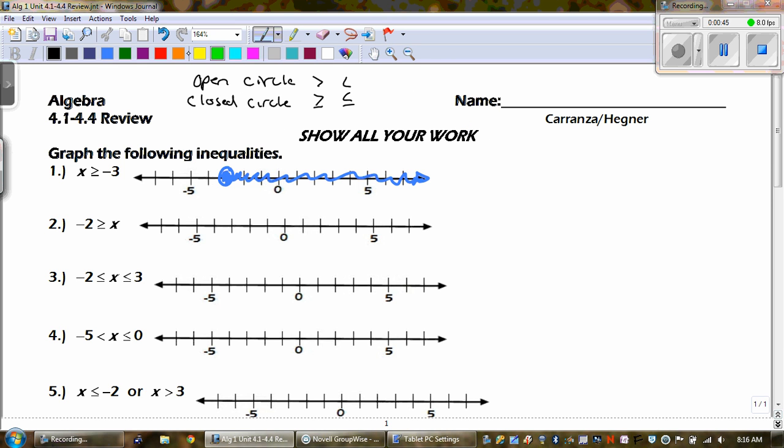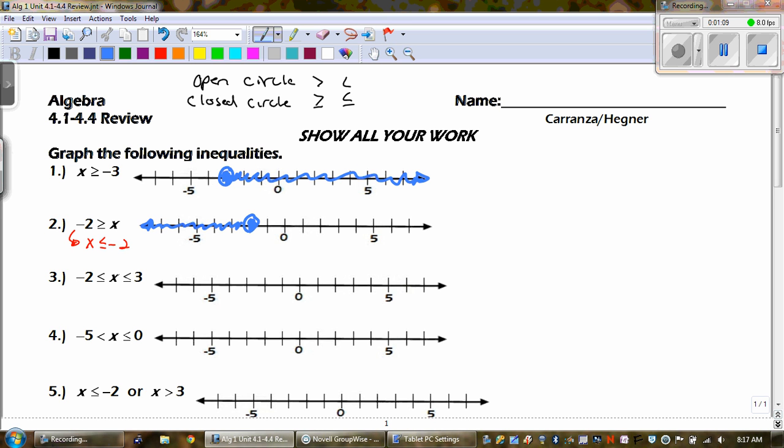Now, looking at number 2. Number 2 is not written in order, okay? We always want to have the x first. The inequality is pointing at the x, so I'm going to make sure it stays pointing to the x. And so I'm closed at -2, and we shade everything to the right.